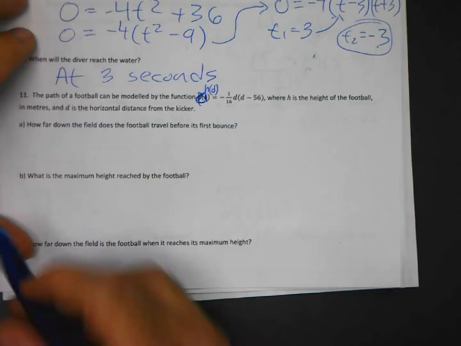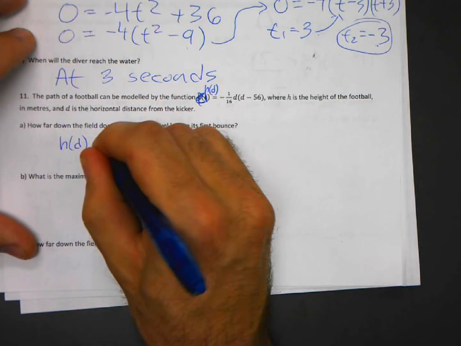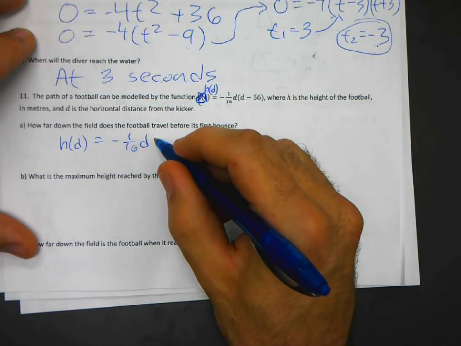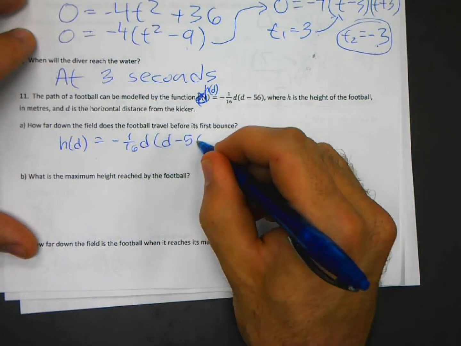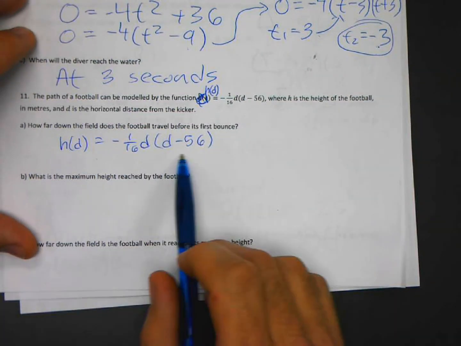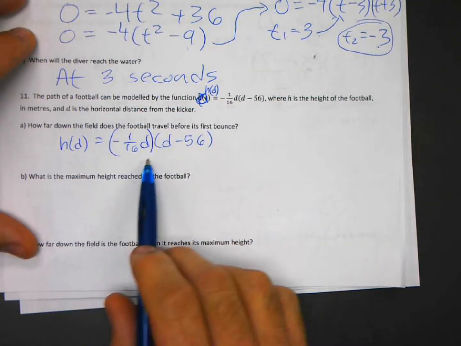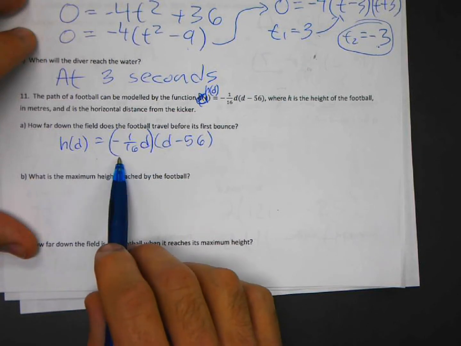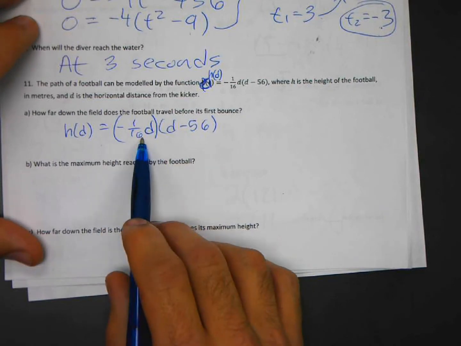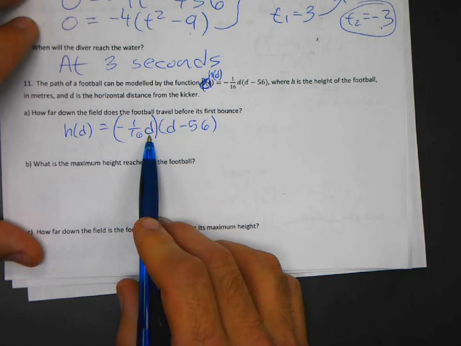Okay, so first thing we're going to do, as usual, is copy down the formula. Negative 1 over 16 d times d minus 56. So, believe it or not, this is already factored. I'm going to put this into brackets like this for a second. What would make this bracket 0? What number for d would make it 0? Well, 0 is the only answer that would work there.